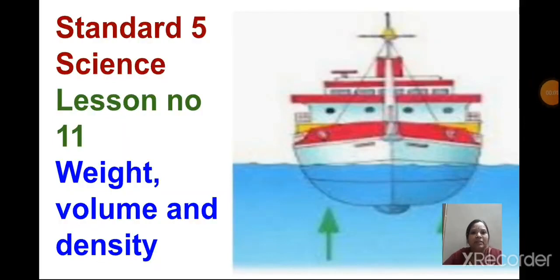Children, we were discussing lesson number 11, weight, volume and density. In the previous session, we discussed Archimedes principle, which states that buoyant force, or upthrust, is equal to the weight of water displaced by an object. Upthrust is the force exerted by the liquid or fluid when something is immersed in the liquid partially or fully. That force pushes the thing in an upward direction.